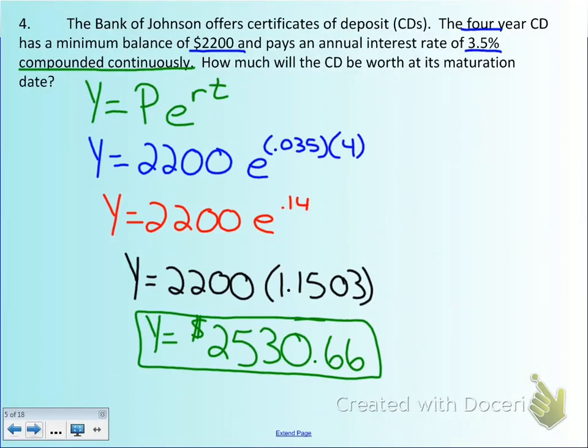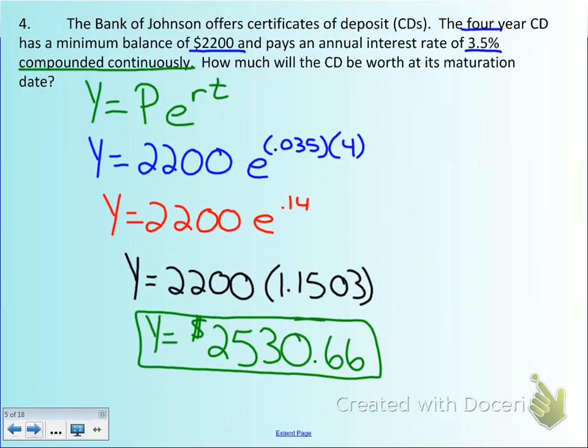Okay, you should have received an answer of $2,530.66, or approximately there. Again, you can be a little off if your rounding is a little off, or you kept more decimals or kept less decimals, but approximately that much. Okay, if you got that, continue on. If not, here's the explanation.